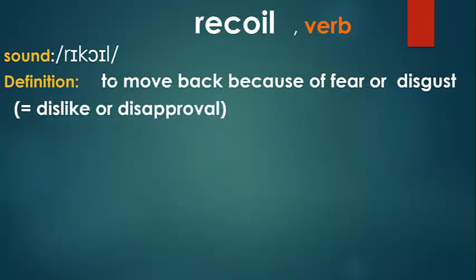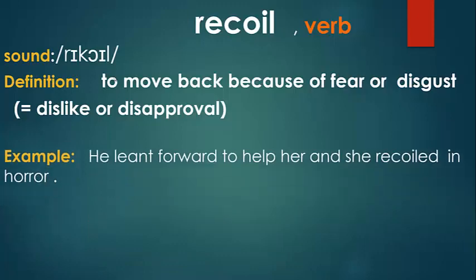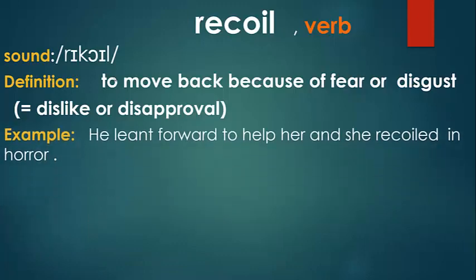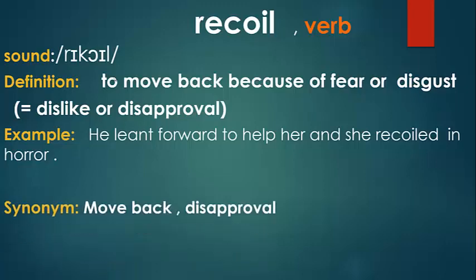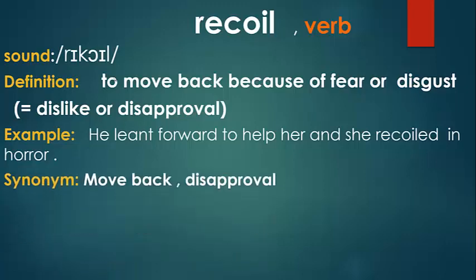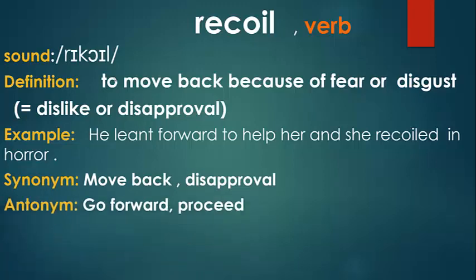It equals dislike or disapproval. Example: he leaned forward to help her and she recoiled in horror. Like when you propose or ask somebody to help him and he refused, being afraid of you. Synonym, move back or disapproval. Antonym, go forward, proceed.